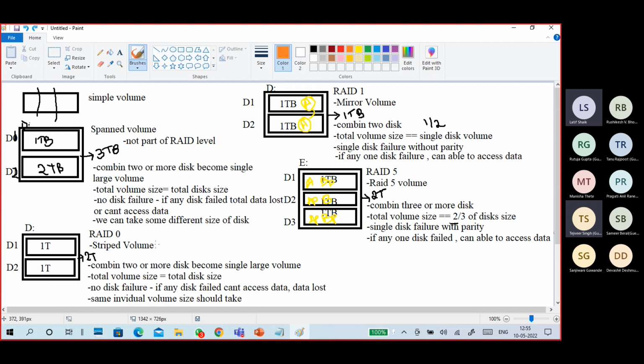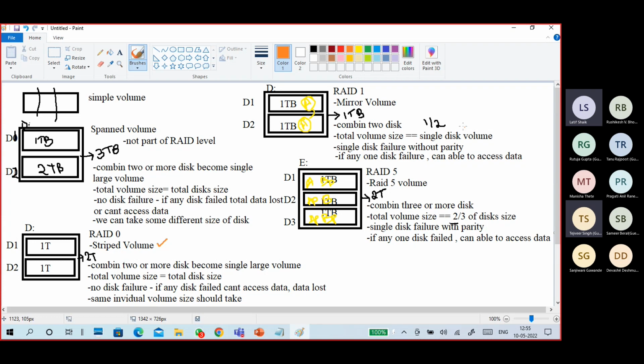RAID 0 is a striped volume. Combination of two or more disks becomes a single large disk. It has no redundancy, no parity kind of stuff. No redundancy, no parity. There is no disk failure tolerance. If a disk fails, we can't access data, and there is total data loss.